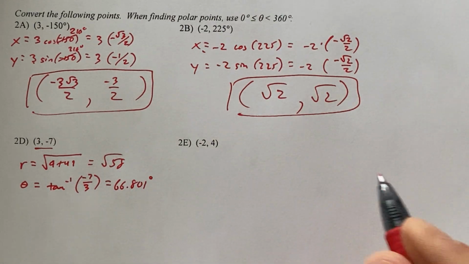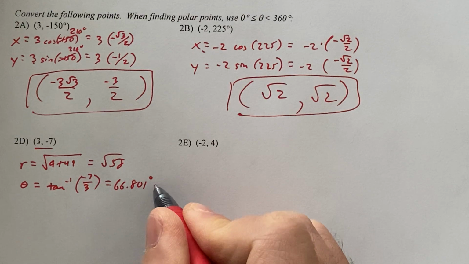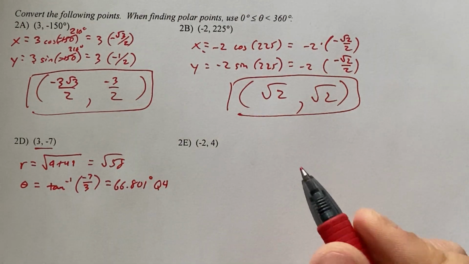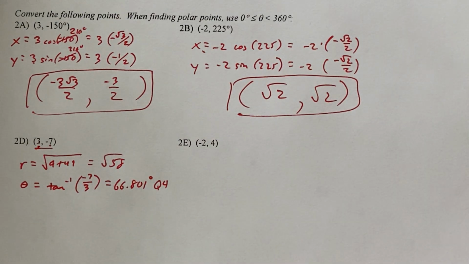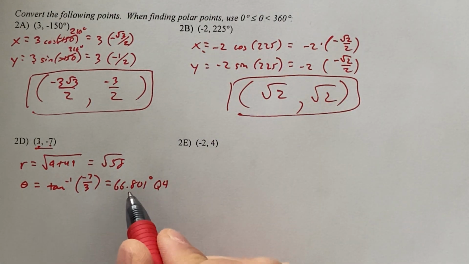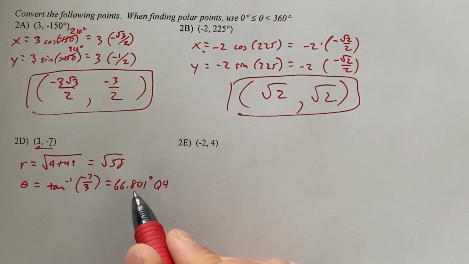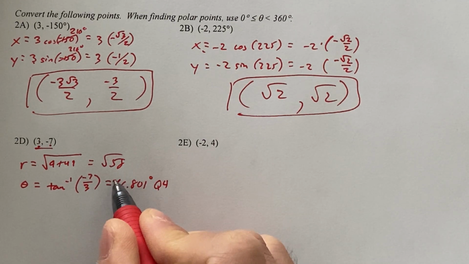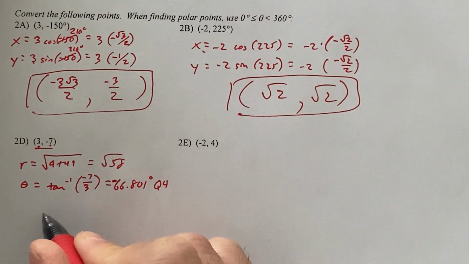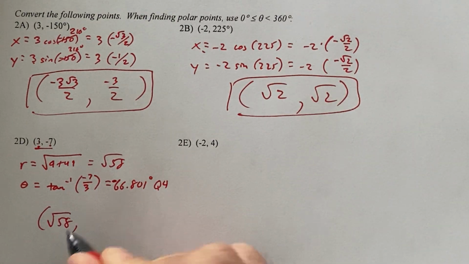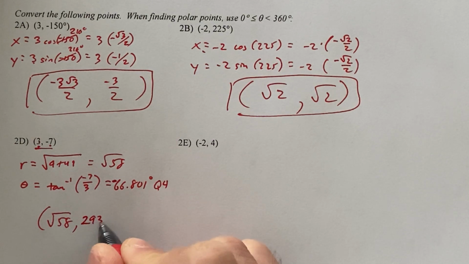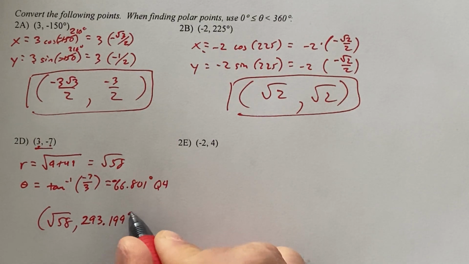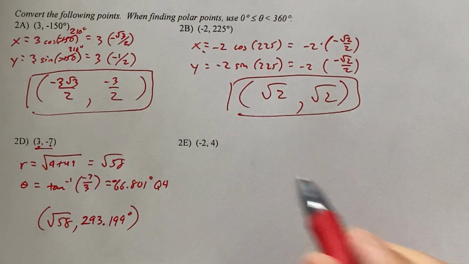If I punch that into my calculator, it's going to spit out negative 66.801 degrees. But this point is in quadrant 4. How do I know that? Basic algebra 1. This is 3 to the right, 7 down. So I am in quadrant 4. If I'm in quadrant 4, this is not correct. That's negative. I have to add 360 to that. So here's my r. That hasn't changed, but if I add 360 to that, that's going to give me 293.199 degrees.